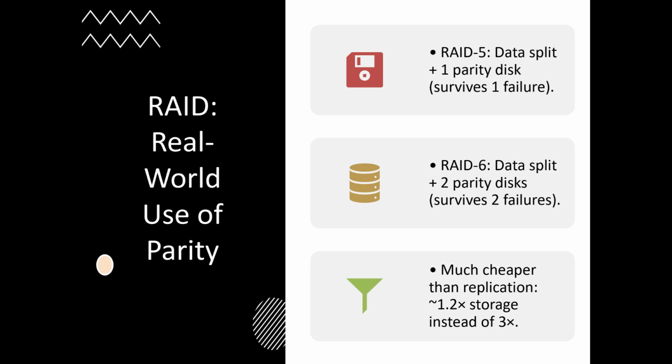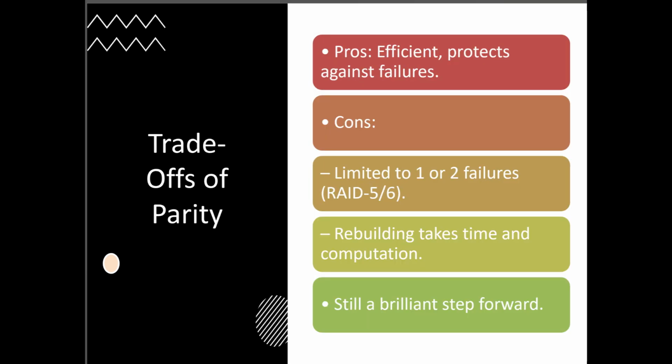So what's the trade-off? The trade-off is that you can rebuild from one failure, or two in case of RAID 6, but not more. And that rebuilding requires mathematical calculations and disk reads, which is a bit time consuming. Still, it's a brilliant step forward. Instead of wasting full copies, we are using smart maths to protect the data.